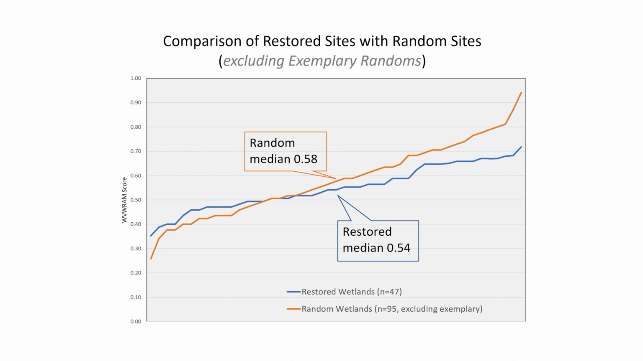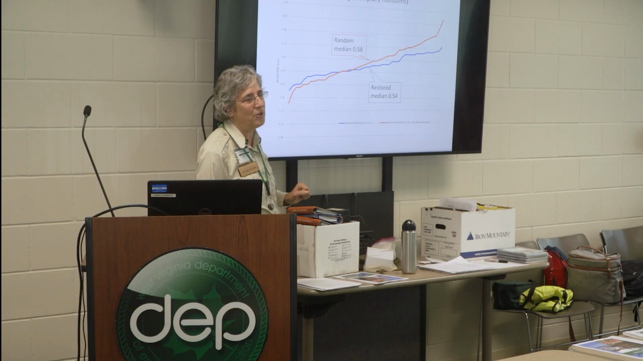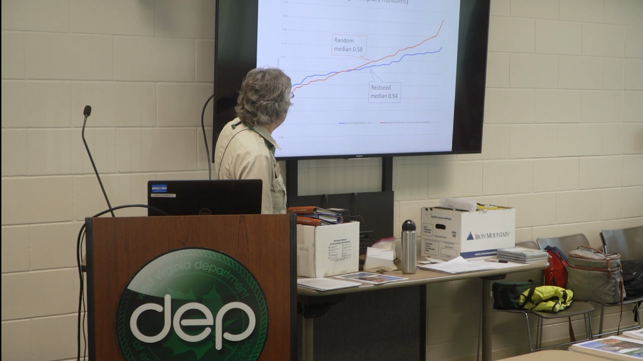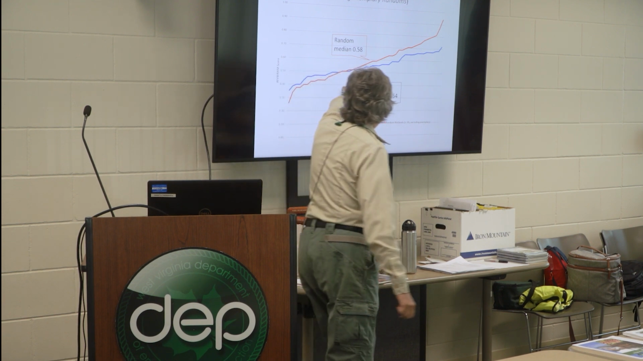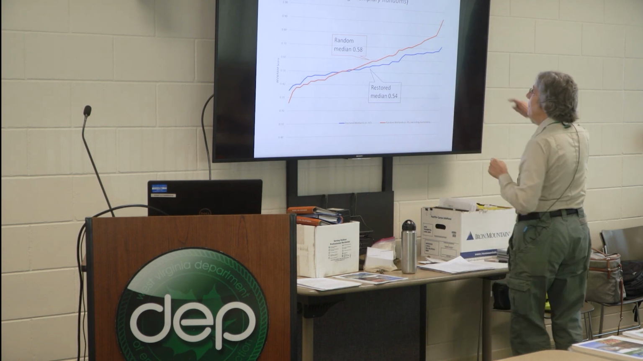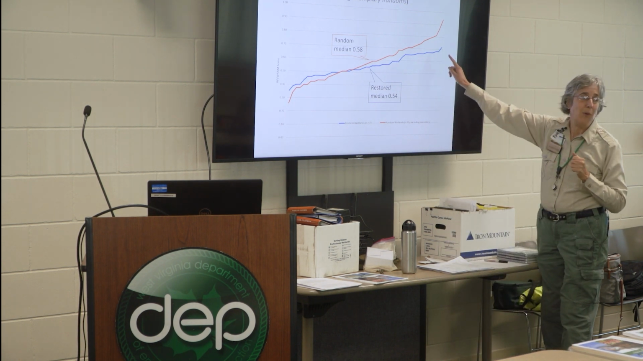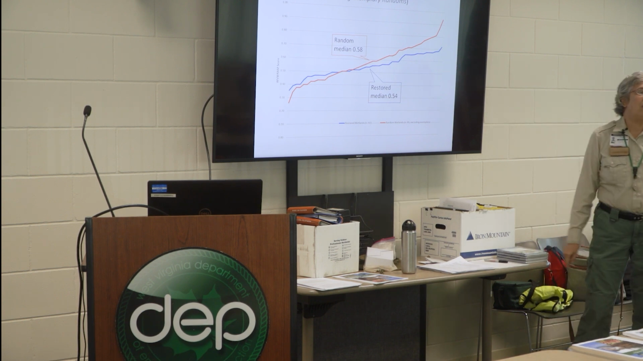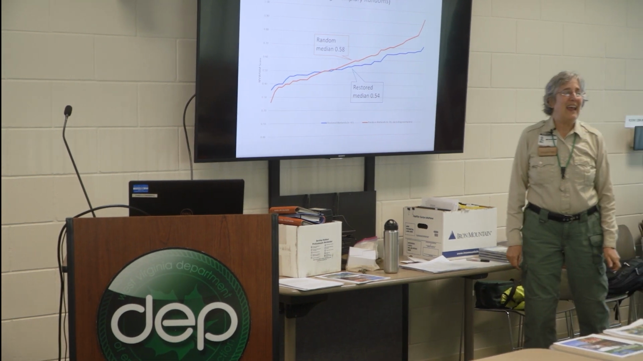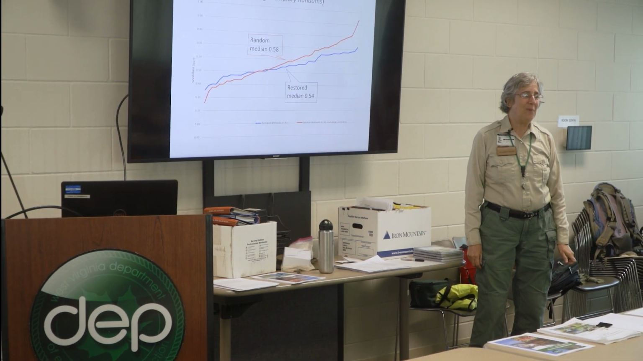And this is excluding the exemplary wetlands, of which there have also been a couple that have gotten into our random sample that we had a lot of fun going out and sampling. But excluding those exemplary ones, 0.25 to 0.95 for the randoms. The restored sites start out higher. We have now close to 50 samples from restored sites. They start out higher at about 0.35, but the very best of them, after I think 35 years, gets up to a 0.72. So it tells us what we already know, which is that it's hard to replace Mother Nature.